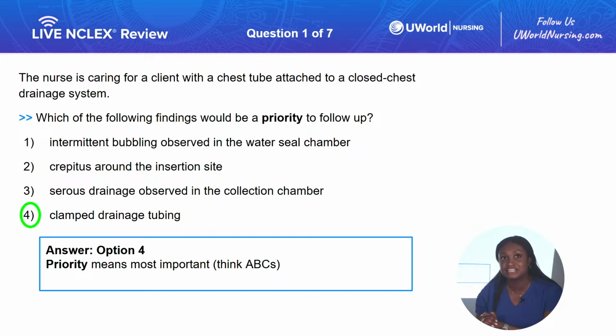And then the serous drainage observed in the collection chamber, like I said, the system is used to drain air and fluid. So serous drainage in the collection chamber is something that we would want to see, an expected finding.